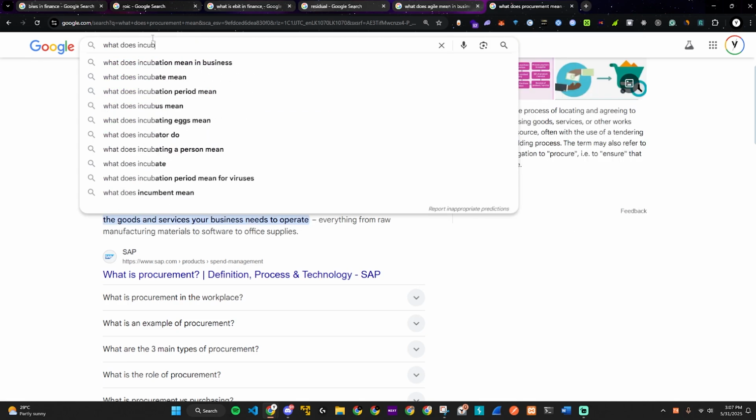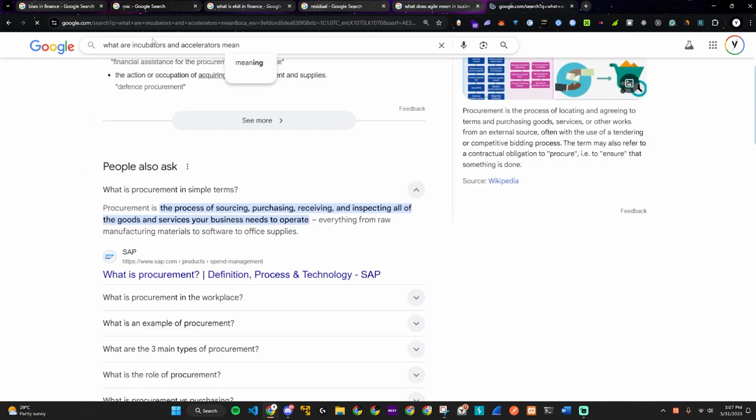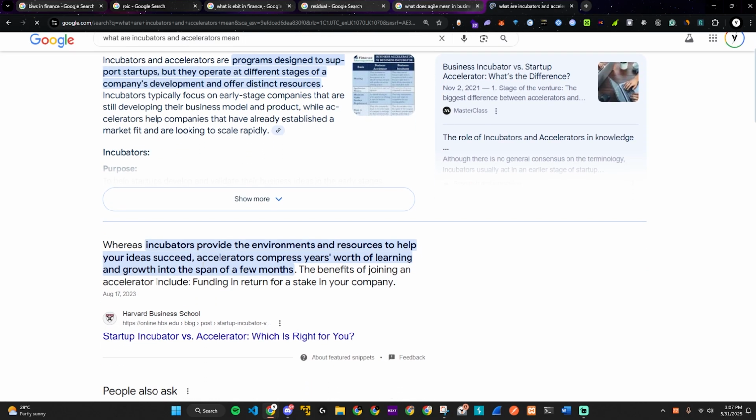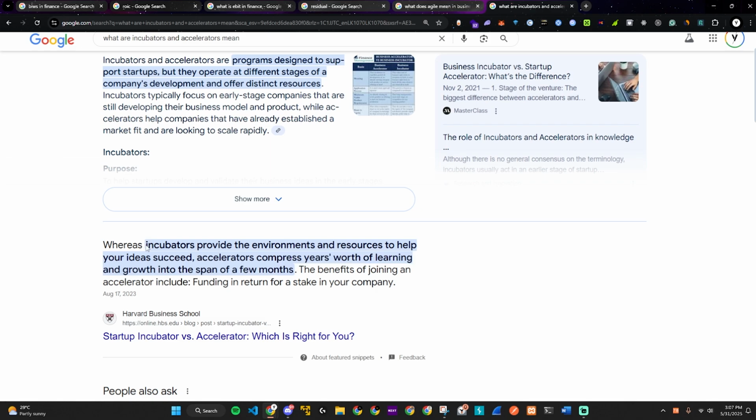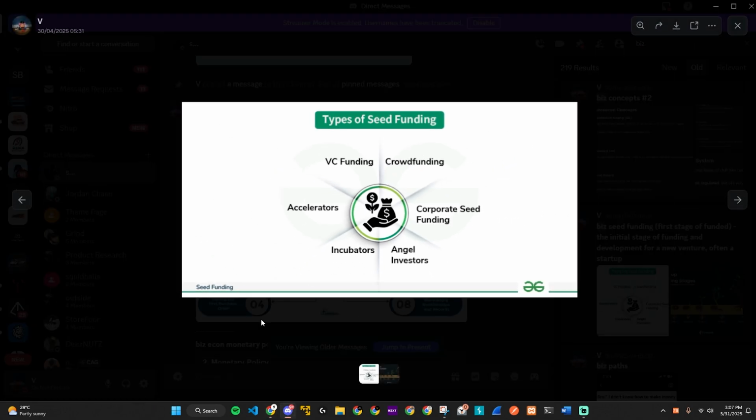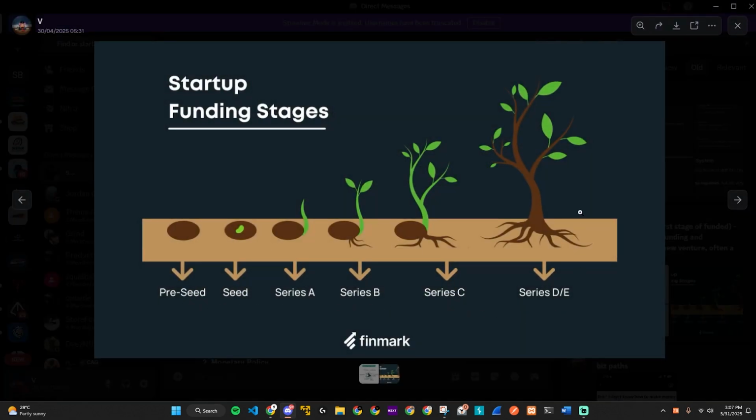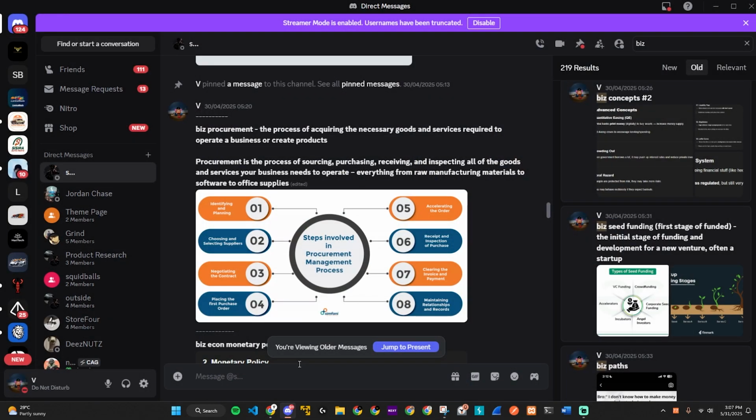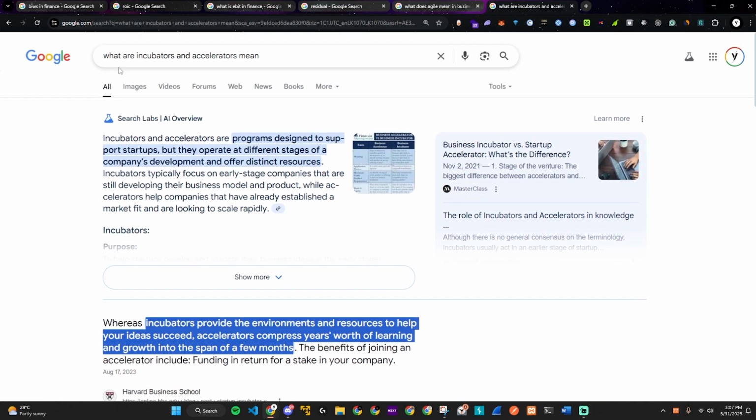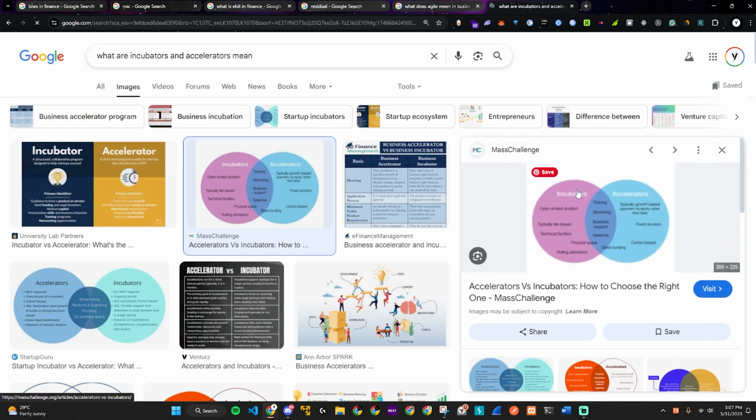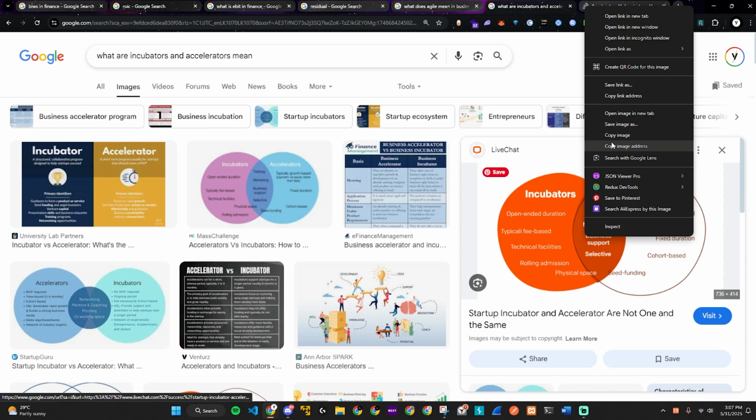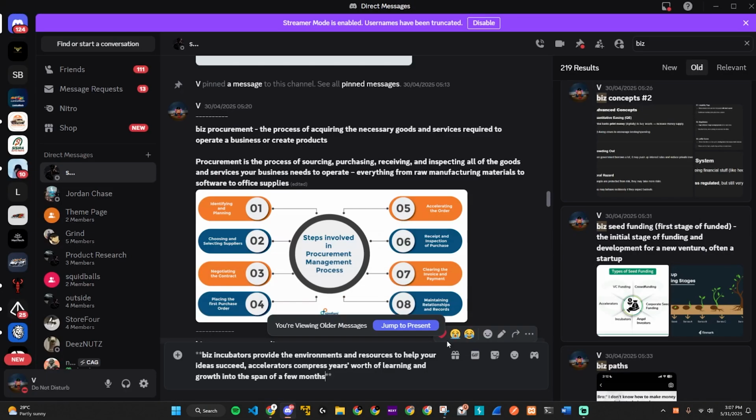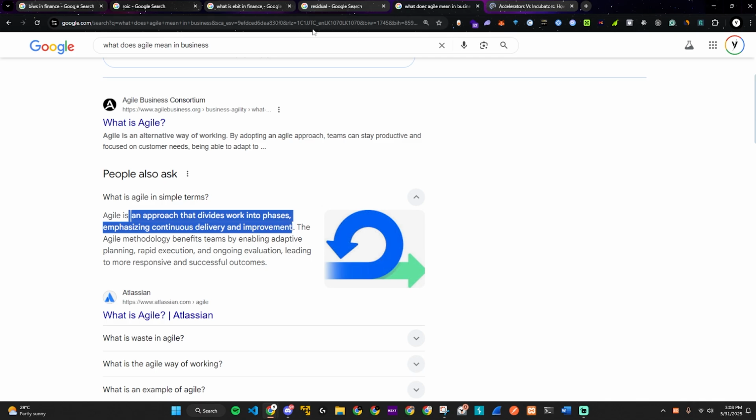What do incubators and accelerators mean? Incubators provide the environment and resources to help your ideas succeed. Accelerators compress years' worth of learning and growth into the span of a few months. Right, the more you learn, the more you earn. As you can see, the start of funding stages. So let's get a picture of this, and incubators and accelerators. Perfect. Let's grab this one. Boom. And let's go back.